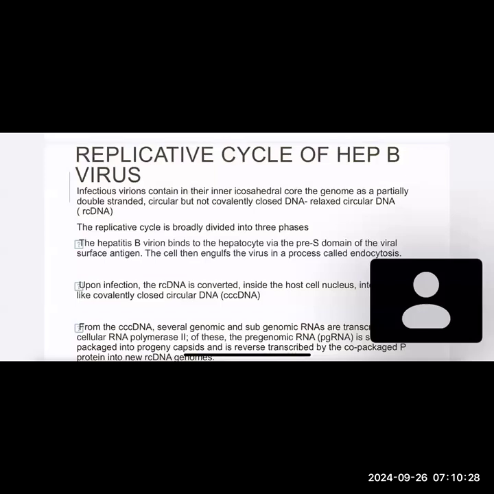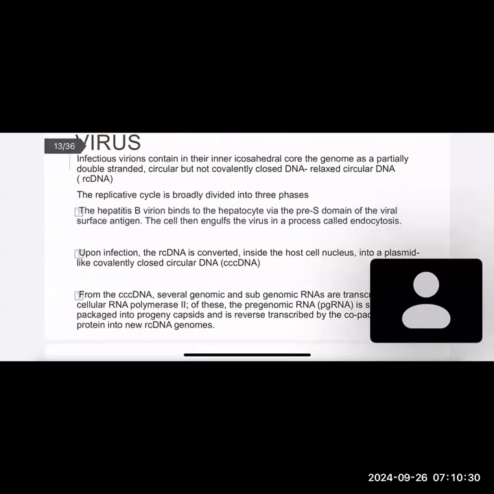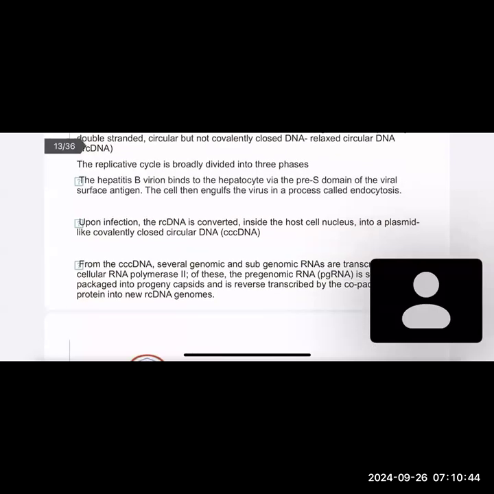So in the replicative cycle, there are 3 phases that occur. The virus binds to the hepatocyte via the pre-S domain of the surface antigen. And then when it gets there, it's engulfed by the cell via an endocytotic process. So upon infection, the relaxed circular DNA is then converted in the nucleus of the infected cell into a covalently closed circular DNA. So from the relaxed circular DNA, it's converted to a covalently closed DNA.